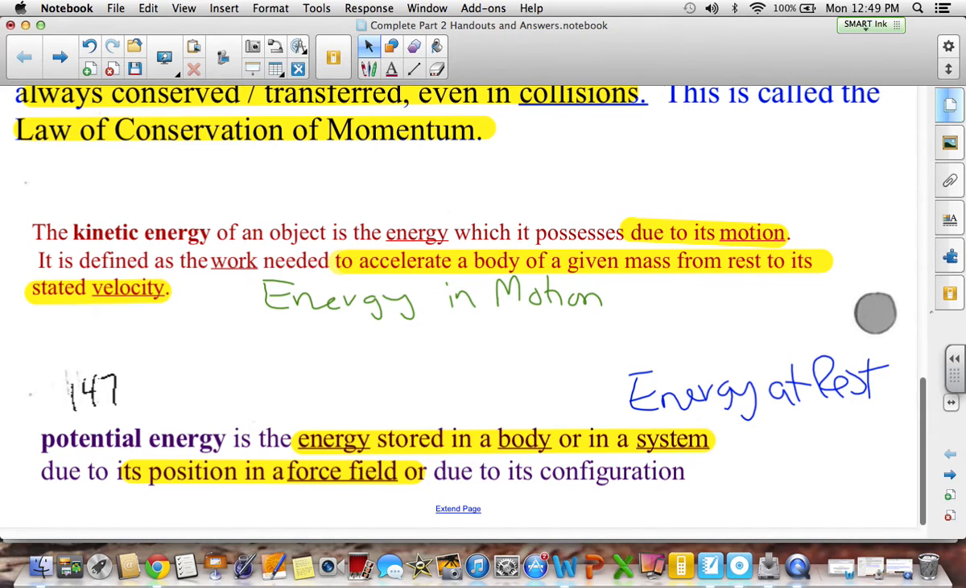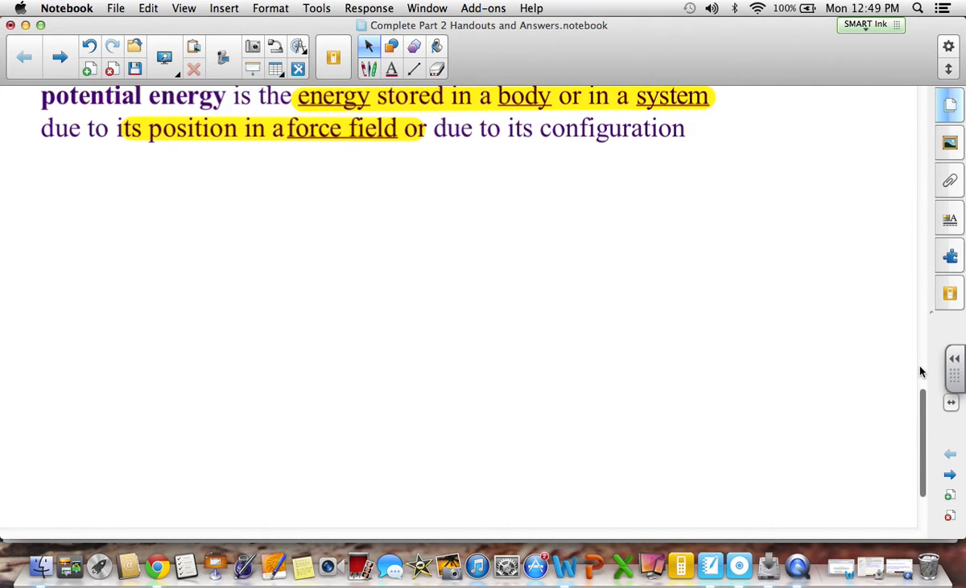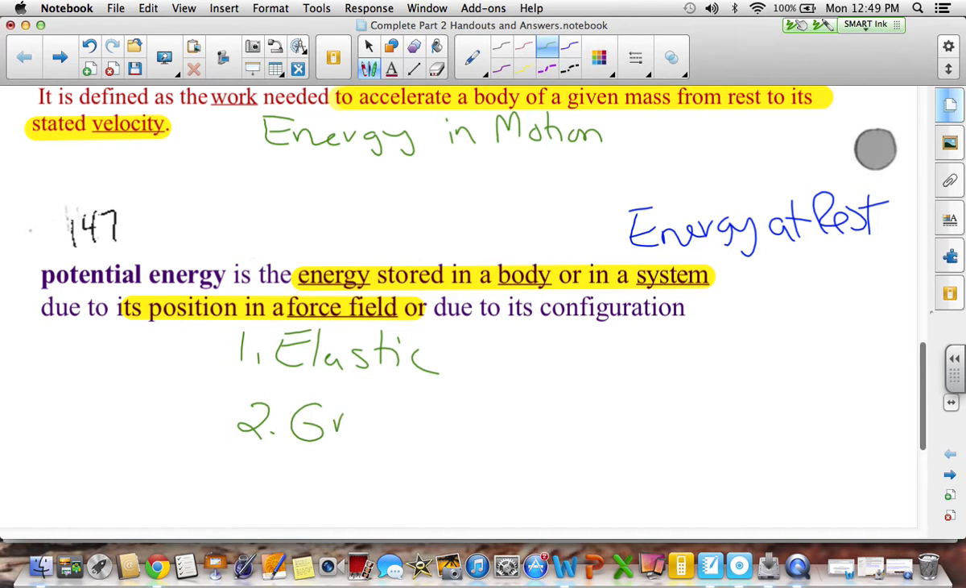You pull a rubber band back and you hold it there. You have now put potential energy into the system. When you hold it there, we call that elastic potential energy. We can have two different types of potential: one called elastic potential energy, and the other one is gravitational.